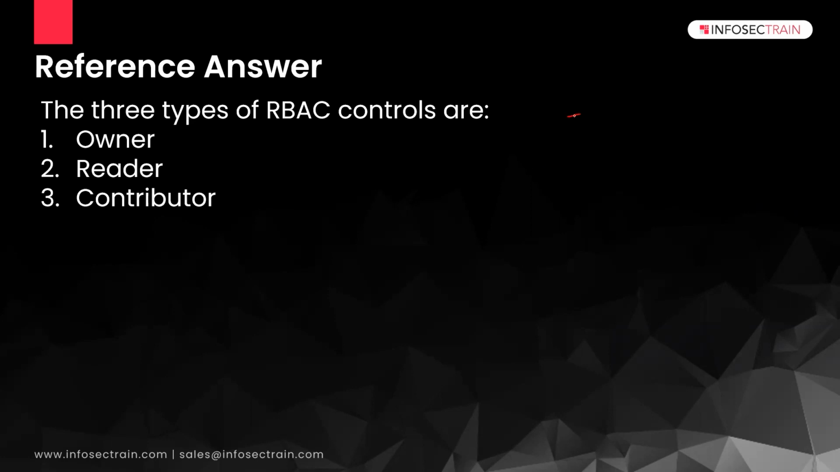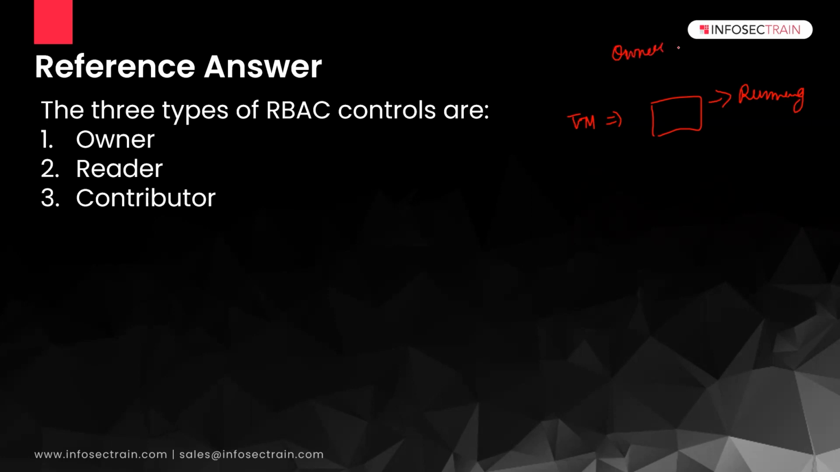To understand these RBAC controls, I'm going to give you an example of a virtual machine. We have the VM here. Let's say it is in the running state. There are three roles, and the names are self-explanatory: owner, reader, and contributor. Now, if I am giving someone the role of owner.